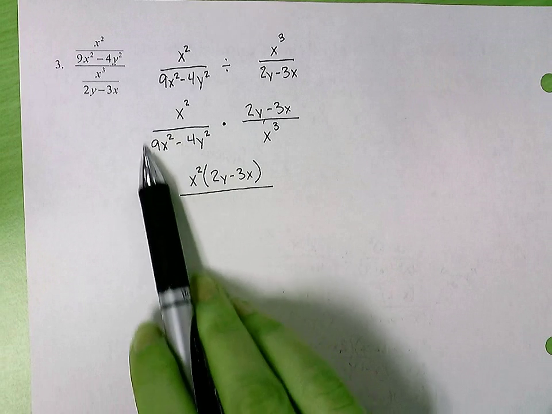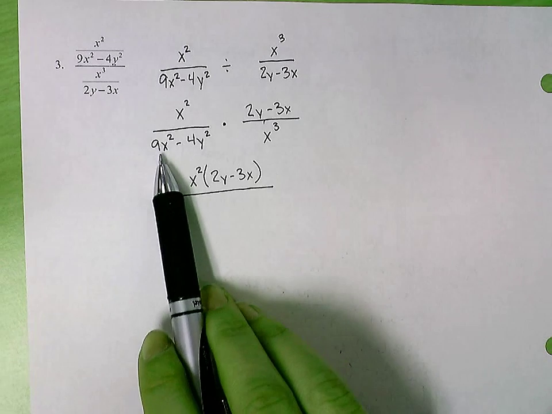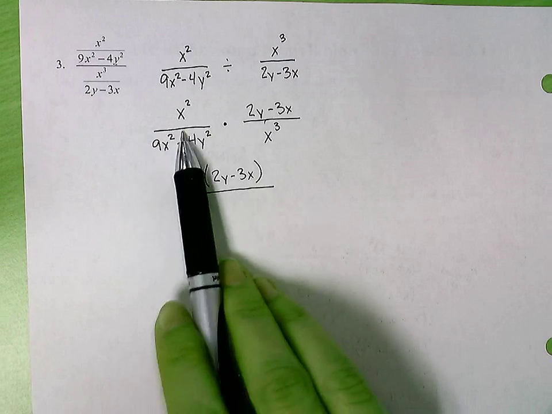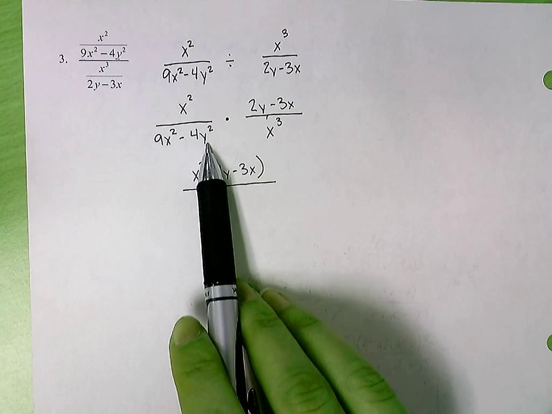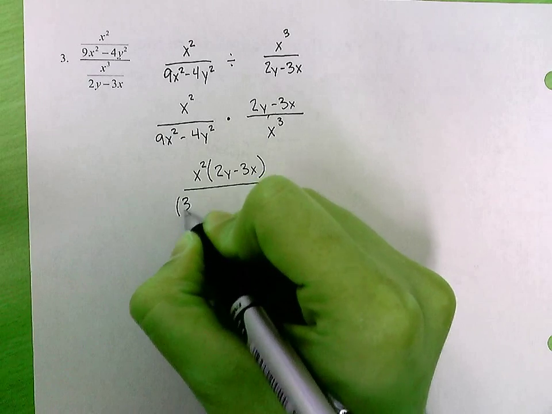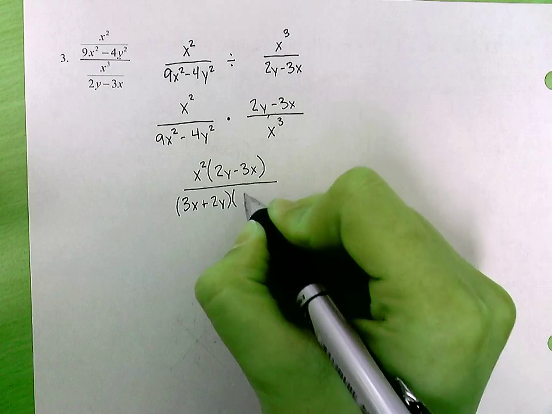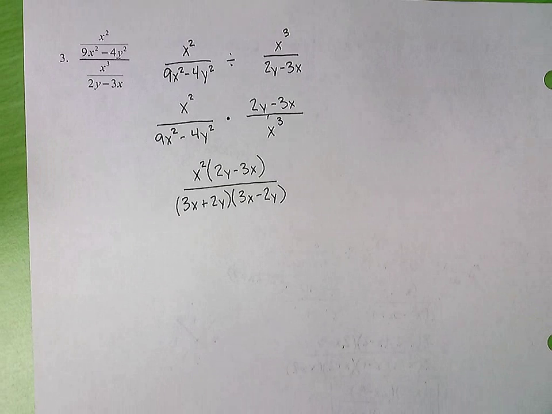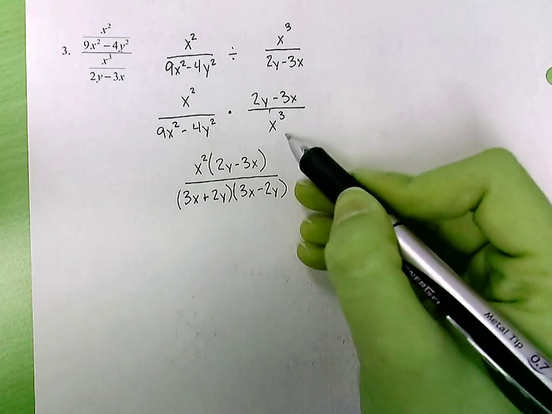If I took the square root of this whole term, what would I end up with? 3x. I'd end up with 3x. Take the square root. Okay? If I took the square root of 4y squared, 2y. And I have subtraction between, so I can split this into 3x plus 2y times 3x minus 2y. Okay, that's that plus and minus thing. And then I still have this x cubed.